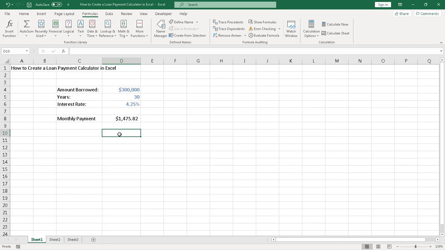This will be from the bank's perspective, thus PV is a negative outflow since they are lending us $300,000, while the monthly loan payment is a cash inflow since they are receiving $1,475.82. In this video, we learned how to create a simple loan calculator in Excel by using the payment function.